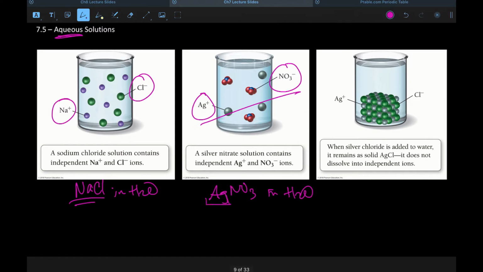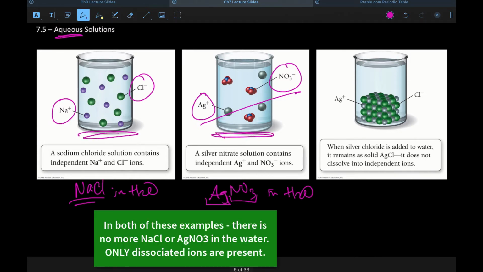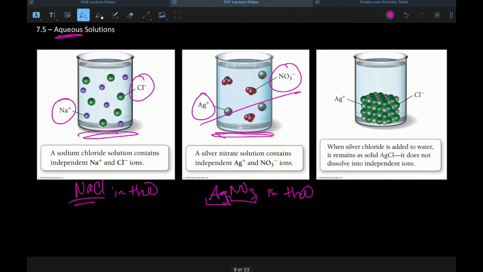We know that AgNO3 is composed of two ions. We have the nitrate polyatomic ion, and we have the silver ion. And that's what it's going to dissociate into. We'll see that in these pictures here. There's water as the background, and then our dissociated ions.